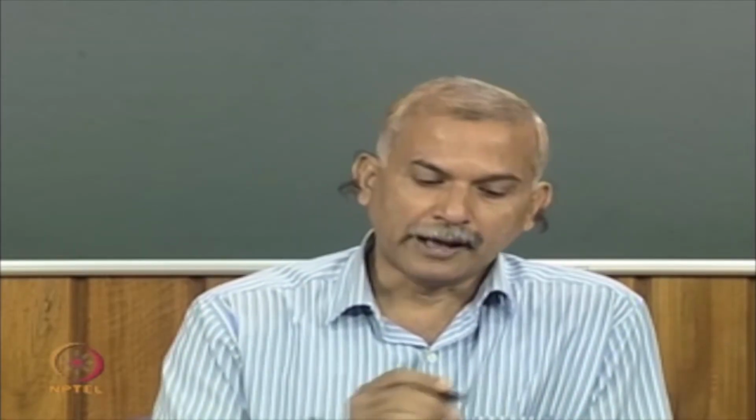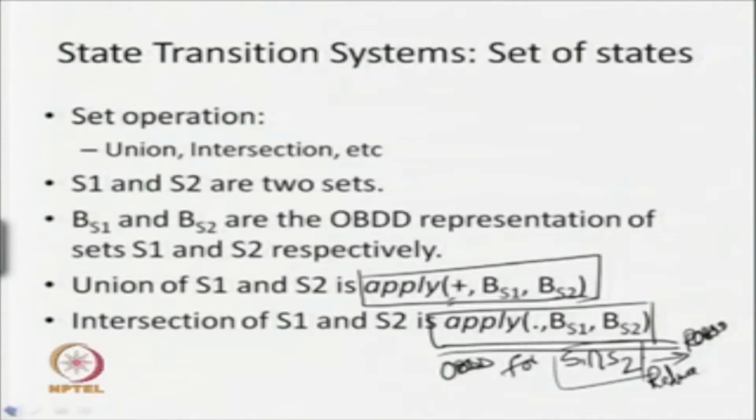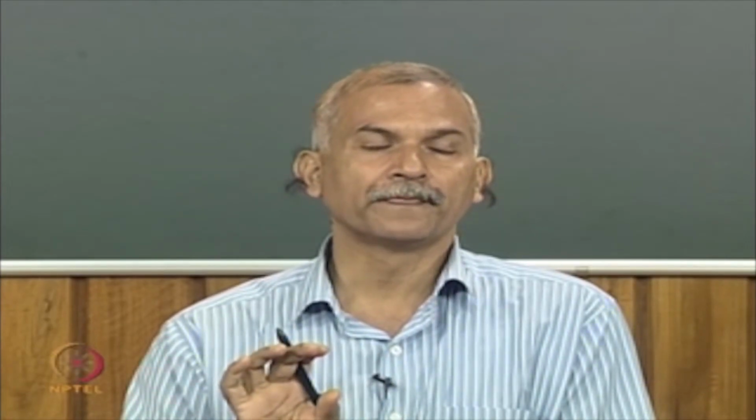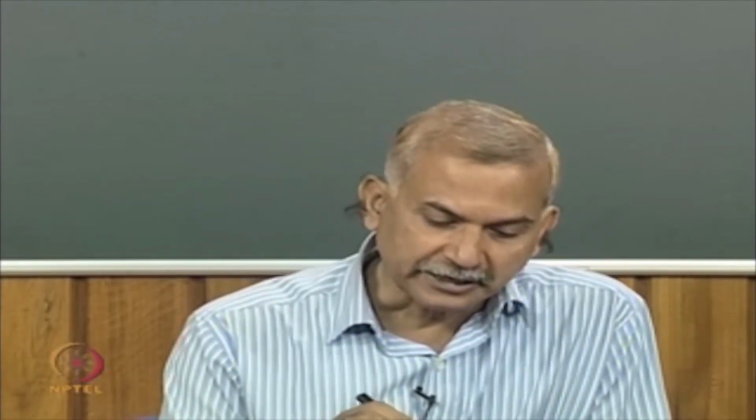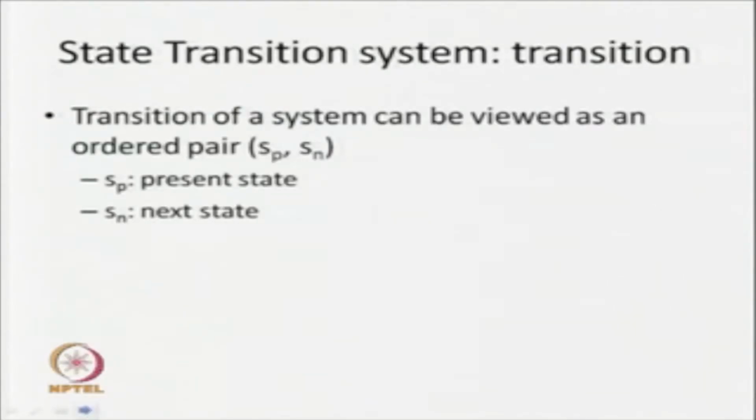Now, we have talked about the state transition system. Basically, we have seen that a state transition system is a collection of states, and we have discussed how to represent the set of states with the help of ROBDDs. Now, when we talk about the state transition system, we have another component, which is the transition. Say this is your state S0 and this is your state S1. Now, we have a transition from S0 to S1 in our state transition graph.